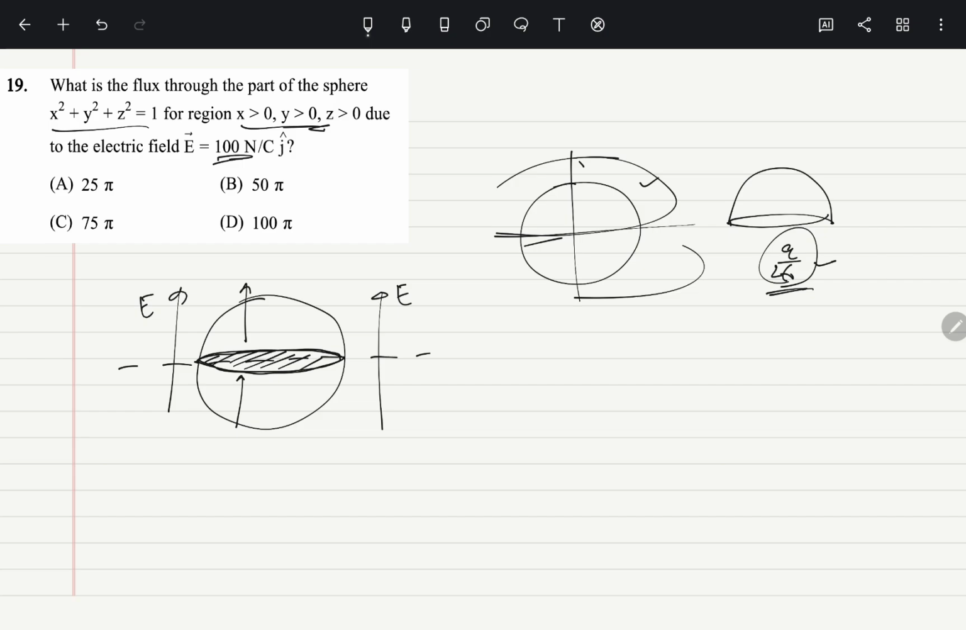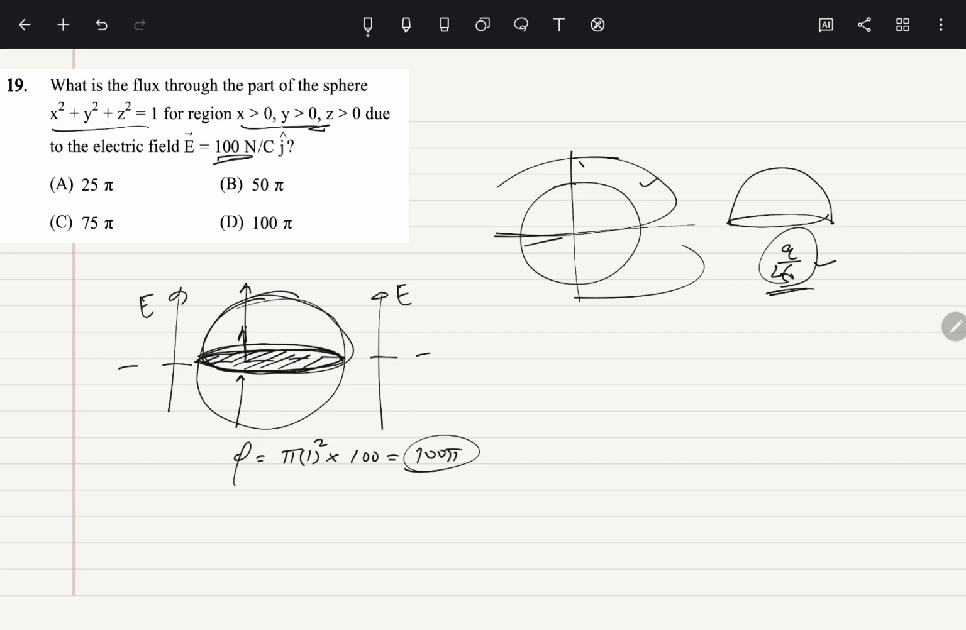We are concerned about the upper hemisphere part, so we want to calculate the outward flux, basically how much flux will pass through this upper hemisphere. So that we can calculate, because we know the cross section area of this circle, which is pi r square, where r is 1, into the electric field, which is 100. So the outward flux is 100 pi.